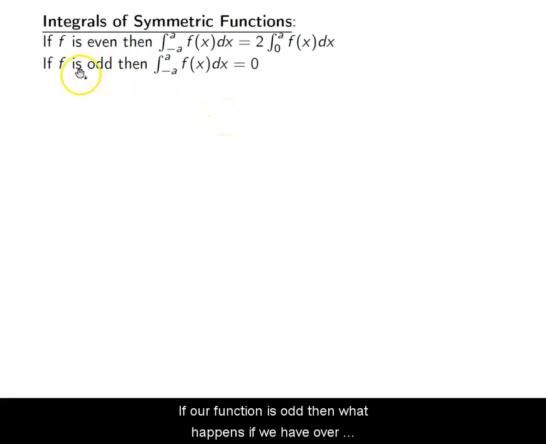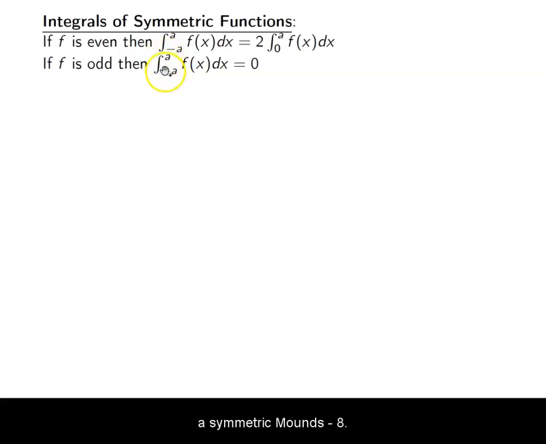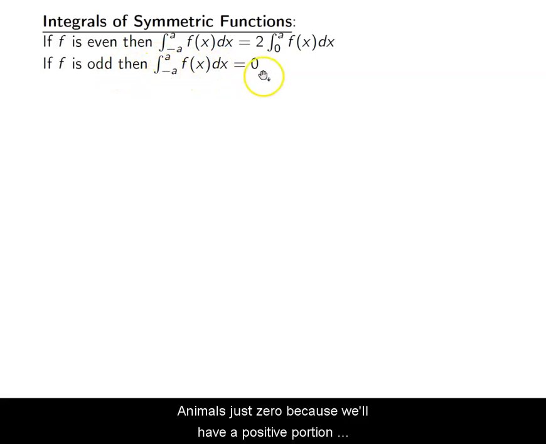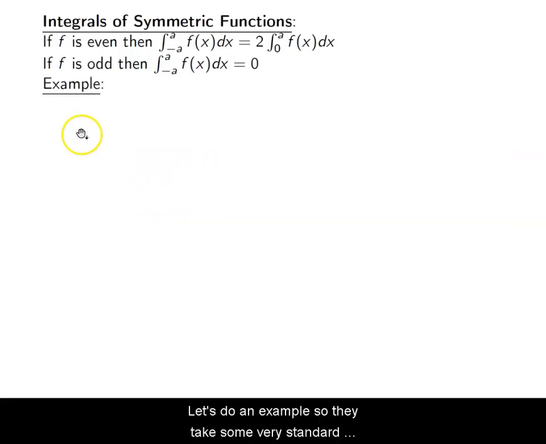If our function is odd, then over symmetric bounds from negative a to a, that integral is just 0, because we'll have a positive portion and an equal-sized negative portion that cancel each other out. Okay, so let's do an example.